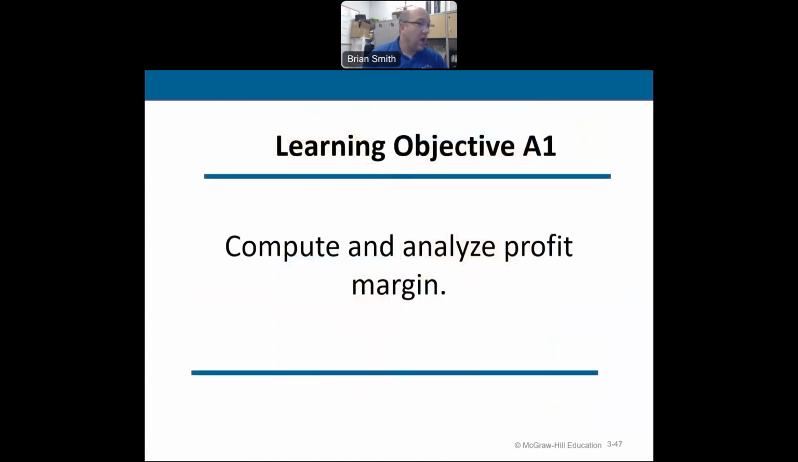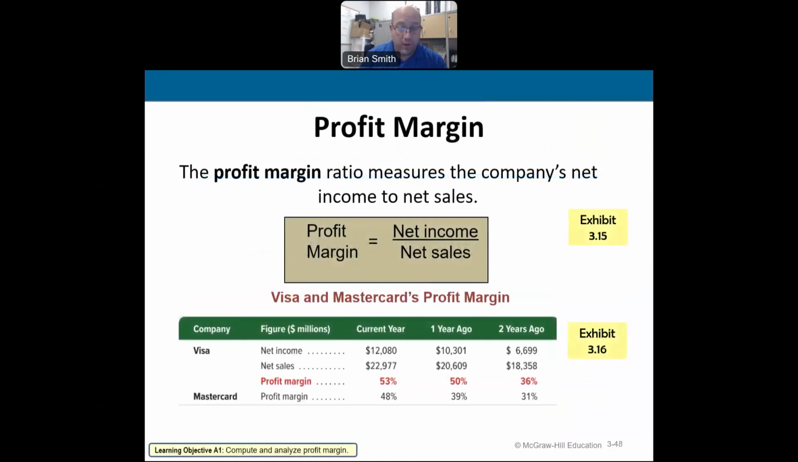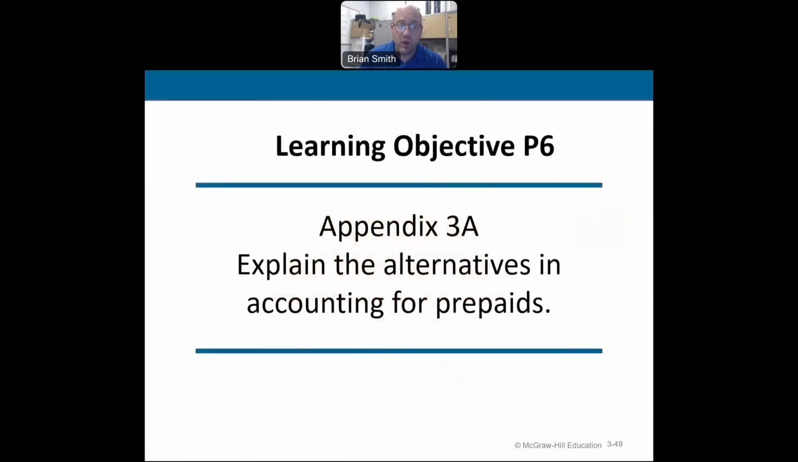Too easy. Now, I'm not going to have you analyze or compute profit margin, although you should have a good idea of it. I mean, just know that it exists. Take your net income divided by your net sales. Or in the case of a service company, you take your net income divided by your revenue, whatever your revenue is. Net sales, don't worry. We'll get that in chapter 5. Don't worry about it right now.